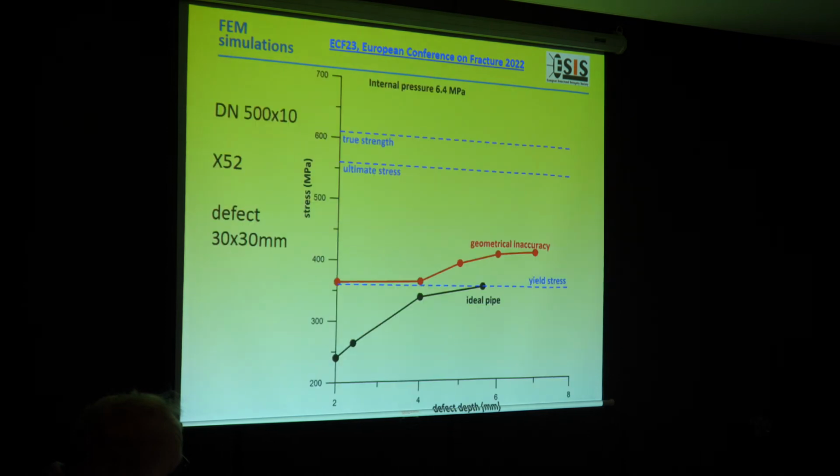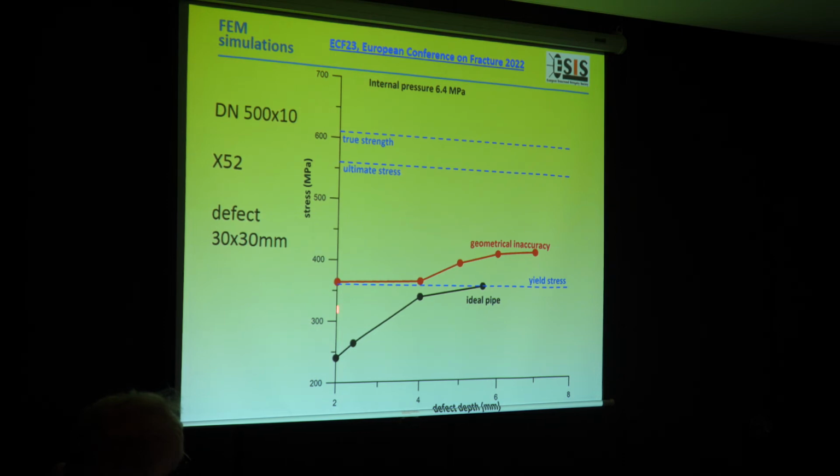Based on this simulation, it's possible to create influence diagrams of these additional factors. It's possible to see the ideal pipe and increasing depth of the defect. The defect is relatively small, 30 times 30 millimeters. The diameter of this calculation is half a meter. The wall thickness is 10 millimeters. The material is X52. Here is the ideal pipe, only with the defect and increasing depth. Here, together with the defect, is also geometrical inaccuracy.